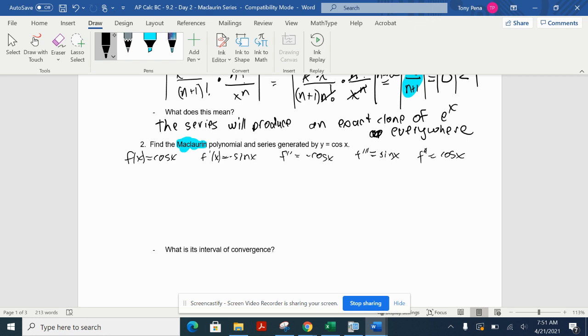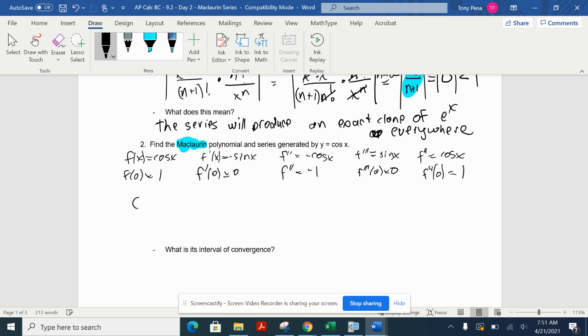So then we need their values at 0. If I want f of 0, that's a 1. F prime of 0 is a 0. Second derivative value is a -1. Third derivative value at 0 is 0. And then our fourth derivative value at 0, we are back to a +1.